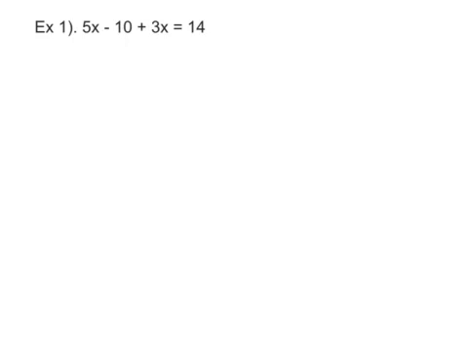Okay, so let's look at the first example. So example 1 is 5x minus 10 plus 3x equals 14. So we'll draw our line through the middle here, and then we're going to follow through our 4 steps. So our first step is distribute. So distributive property is when we have a number outside of a set of parentheses that we're going to multiply in. So we don't have any distributive property here.